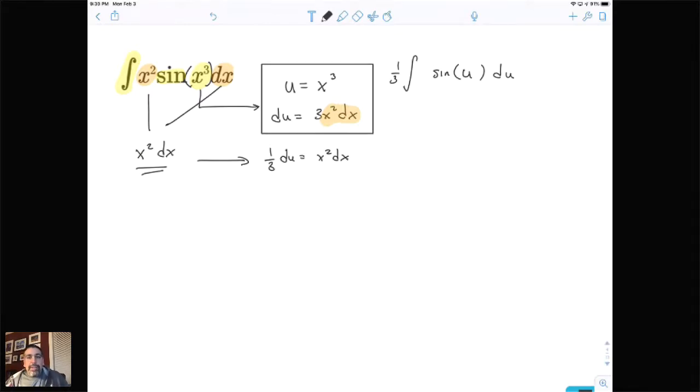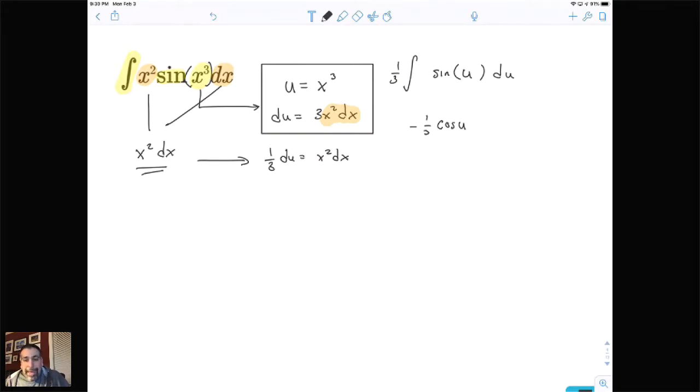And now when we ask, is this one of the integrals that we're supposed to be familiar with? The answer is yes. So the integral of sine of u du is going to be negative cosine u. And we've got to remember that 1/3. So let's just put that in the front. And now our answer turns into negative 1/3 cosine u.